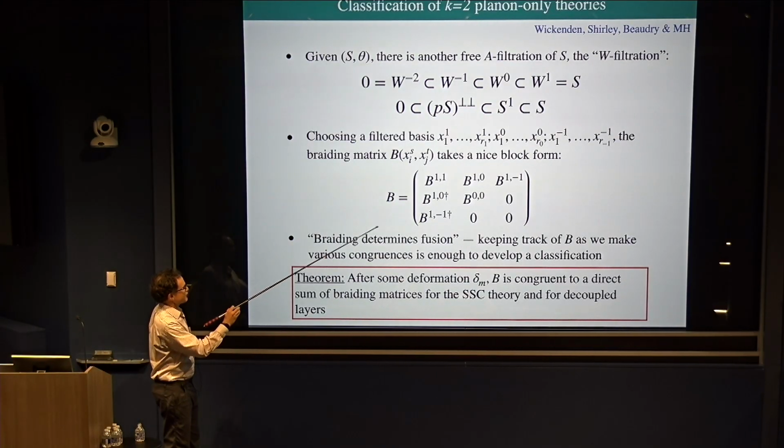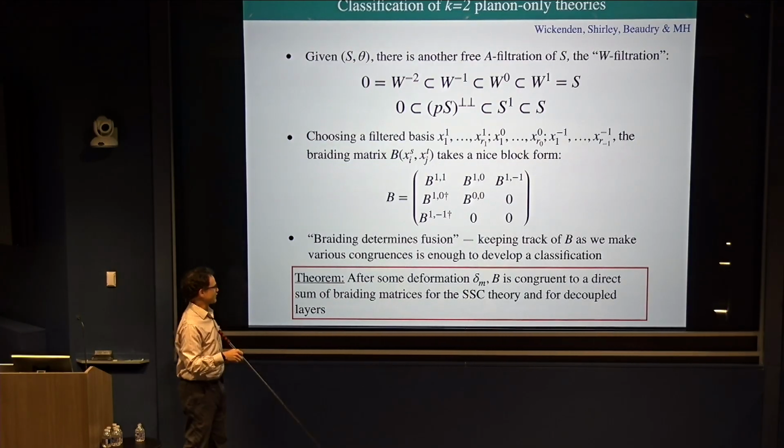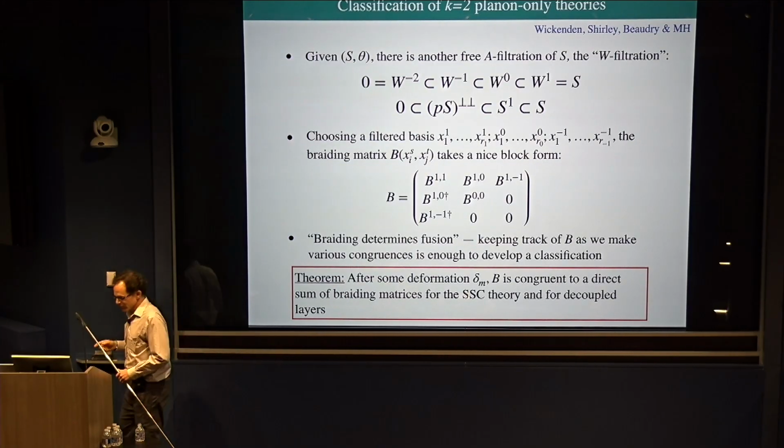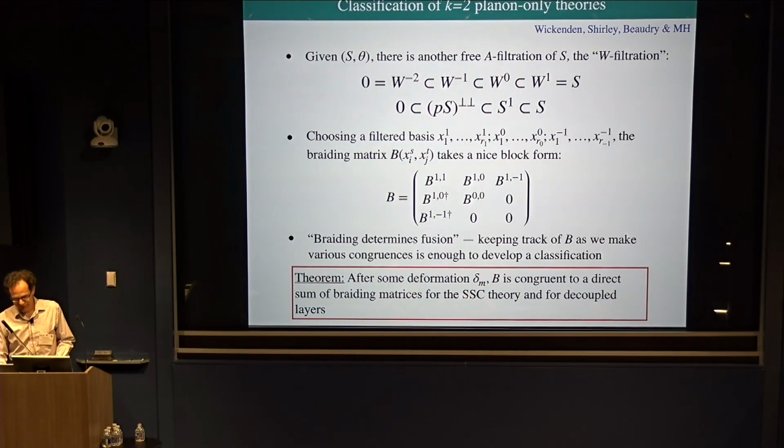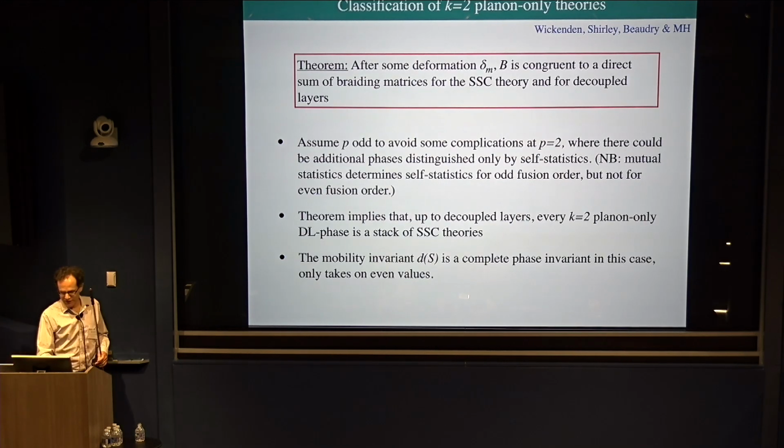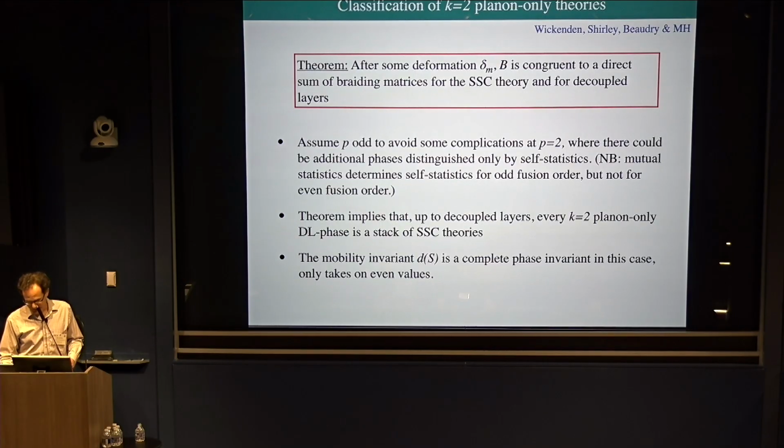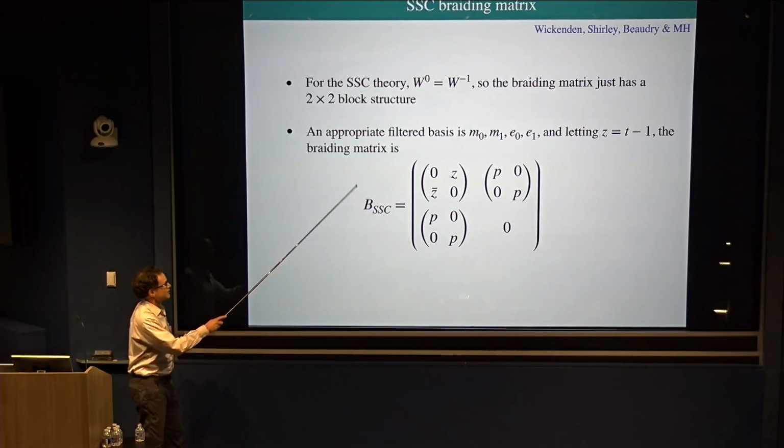And after enough congruences, and after using this deformation, there's a theorem which is that the only thing you can get is a direct sum of braiding matrices for the SSC theory. So what this tells us is that every planon-only fracton order, up to decoupled layers, just a stack, every k equals 2 planon-only fracton order, is just a stack of SSC theory. So that's why it's such an important example, because it's the only example at fusion order p squared, essentially. Okay? And here's its braiding matrix. You can write it down.